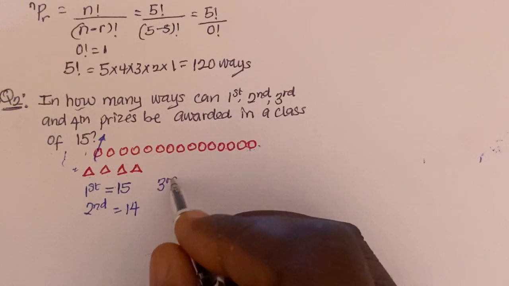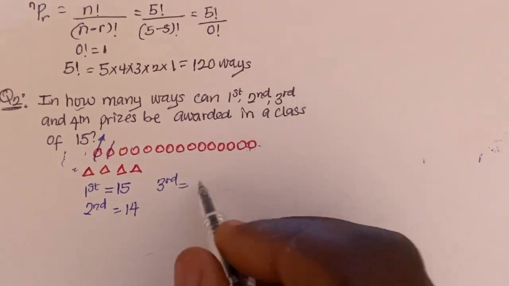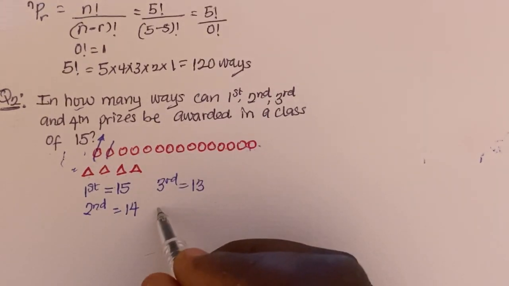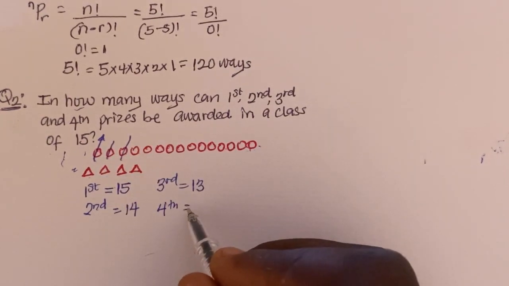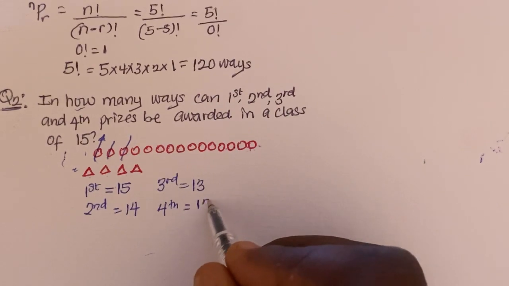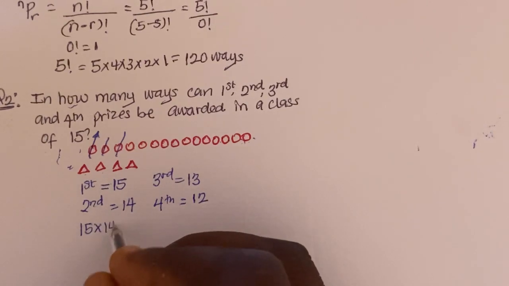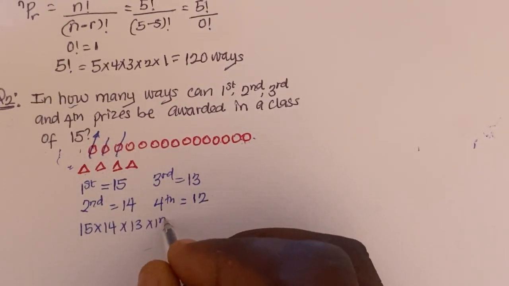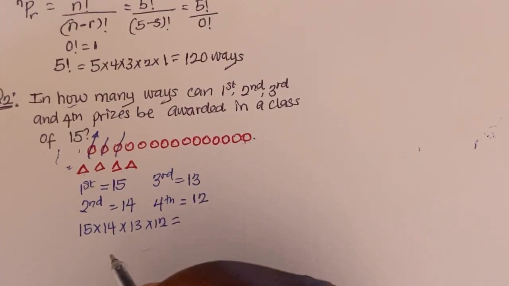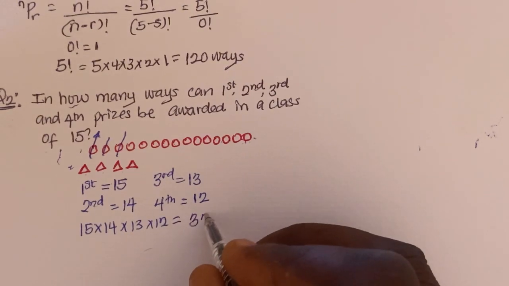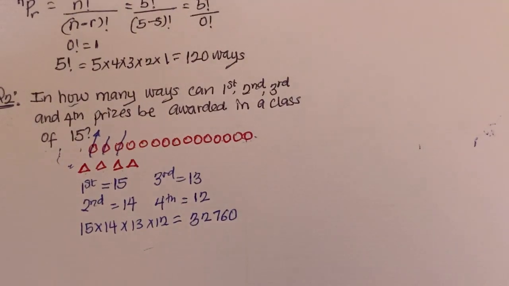Now, what of the third? The third prize can be awarded in how many ways? 1, 2, 3, 4, 5, 6. That's 13, exactly. Then what of the fourth prize? It can be awarded in 12 ways. So we can now simply say 15 multiplied by 14 multiplied by 13 multiplied by 12 equals what? We multiply everything together, and that's going to give us 32760.